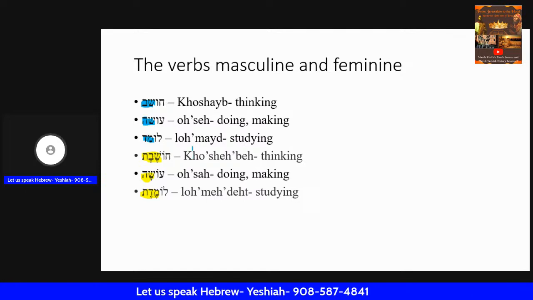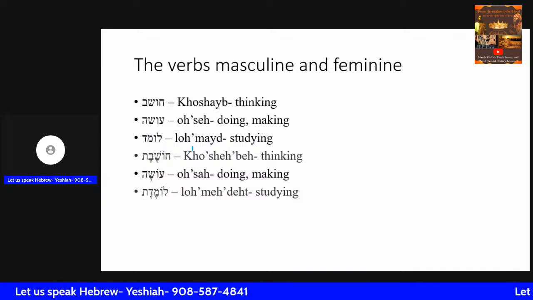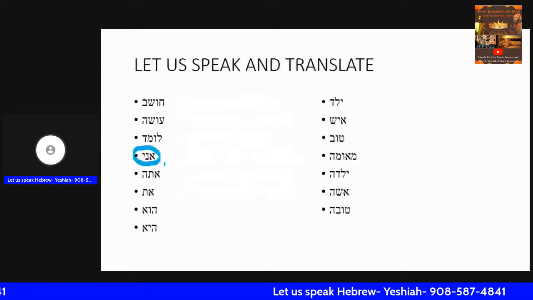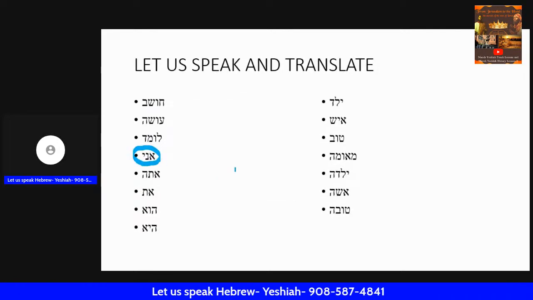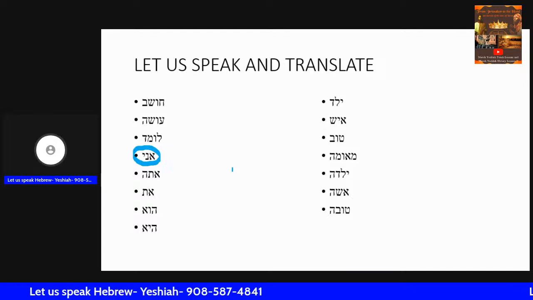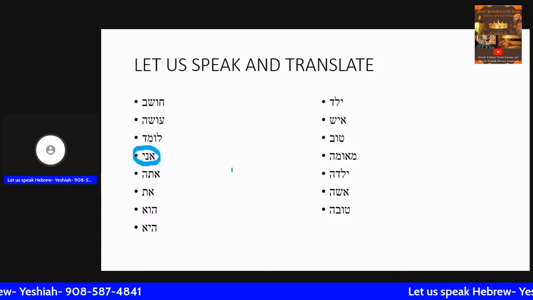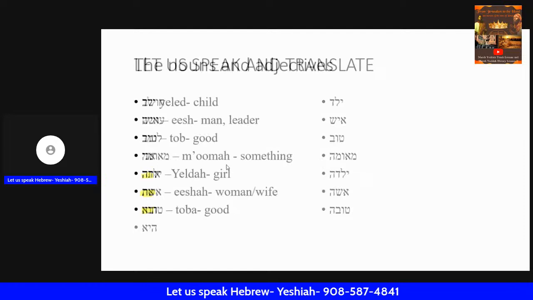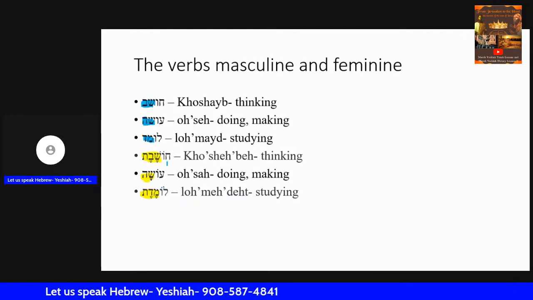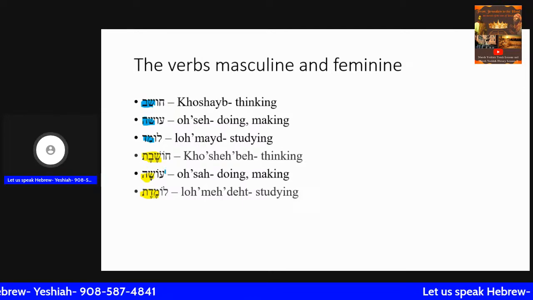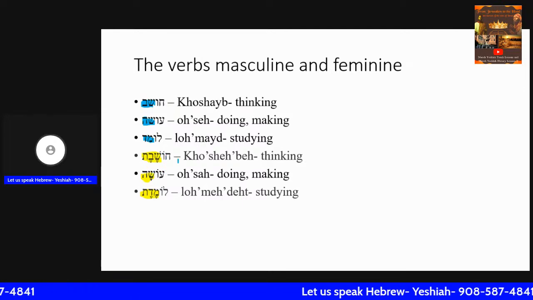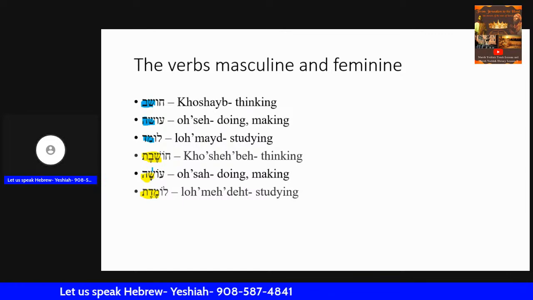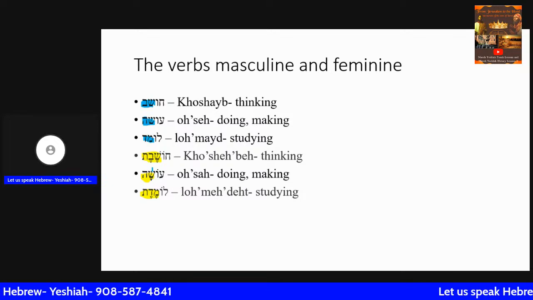Now let's go back here. The word that's good is the word ani. That's for masculine and feminine. A male speaking of himself says ani, meaning I or I am. So what would a female say? Ani. Ani lomedet, I am studying. Ani osa, I am making. Ani koshebet, I am thinking. So you can see just from these kind of pronouns and nouns what we can get into.